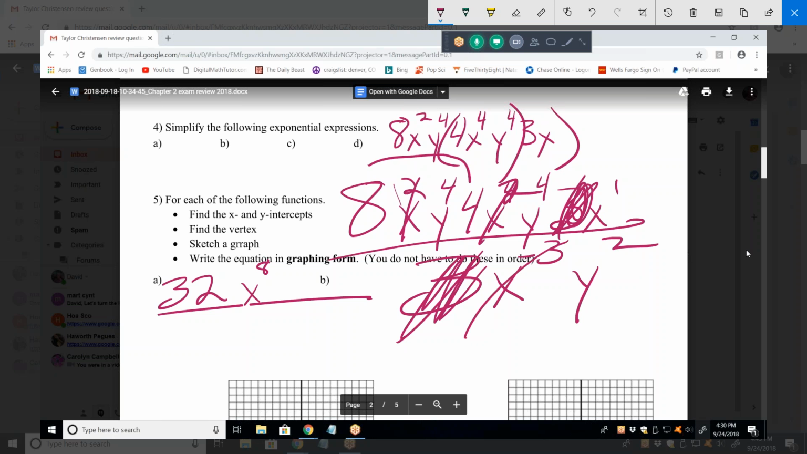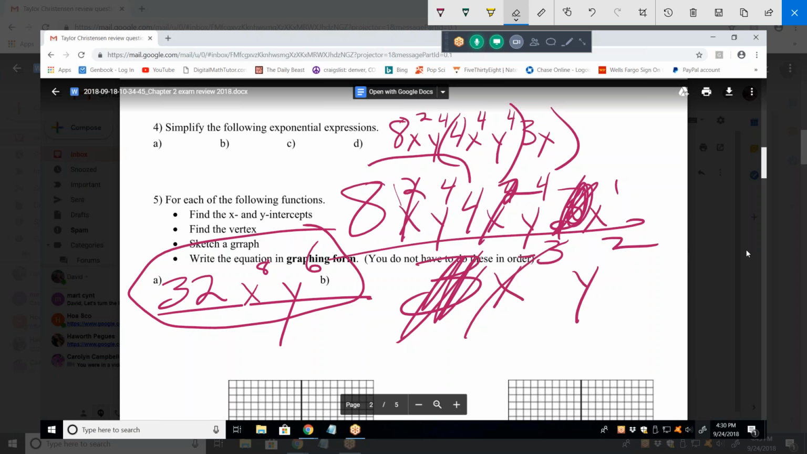Y to the 8th. And our denominator y is y to the 2nd. So what's that become? What's y to the 8th divided by y squared? It's y to the 6th. It's in the numerator because it's positive. If it was y to the minus 6th, then I would put it in the denominator. And that's as simplified as you can do. I've simplified all my numbers, all my x variables, and all my y variables.